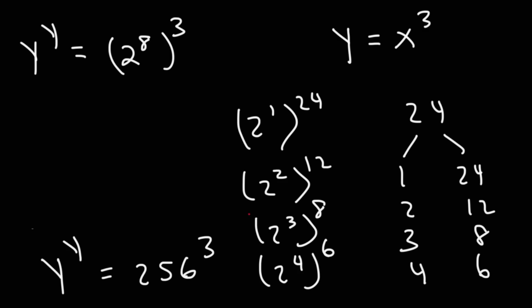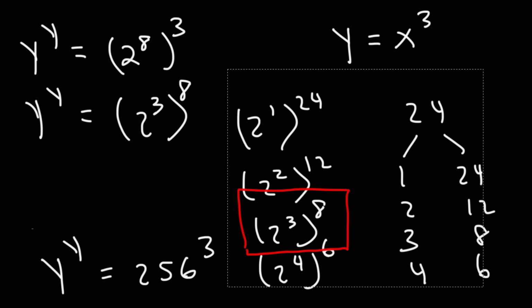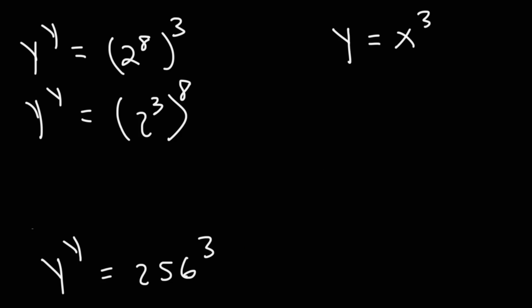The answer is this one, because 2 to the third is equal to 8. So we're going to use that one. So what I'm going to do is switch the 8 and the 3. 8 times 3 is the same as 3 times 8. So this becomes 2 to the third raised to the 8. Now 2 to the third power, 2 times 2 times 2, that's 8. So we have 8 raised to the 8.